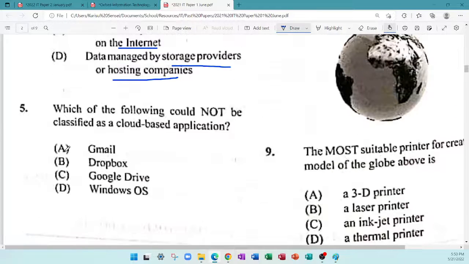5. Which of the following could not be classified as a cloud-based application? Simplest question. Windows. Yes, not a cloud-based application. We just talked about cloud-based being services where you have to use the internet. Do you have to use the internet to use Windows? No, sir. So it's not a cloud-based application. Whenever you see the word cloud, it's basically referring to the internet. It's asking which of these applications does not need the internet. You have to use the internet to use Gmail, Dropbox, and Google Drive.